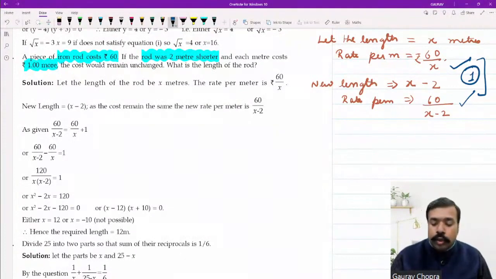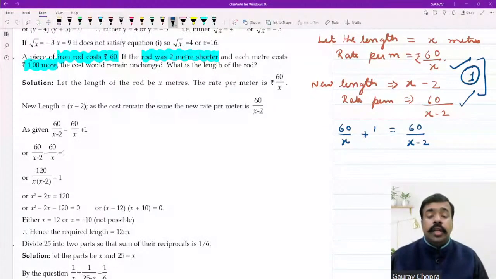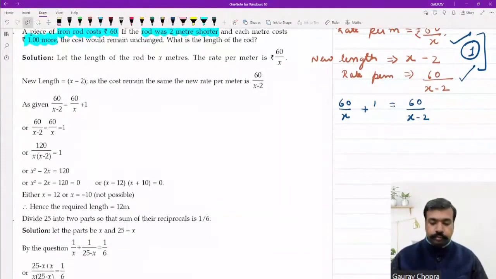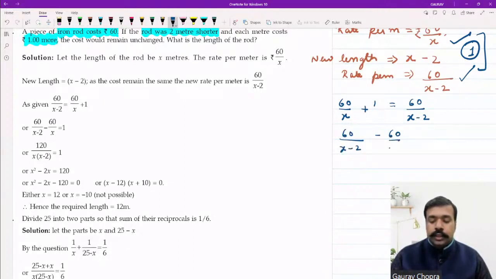Okay, so what we can do, 60 upon x plus 1 is equal to 60 upon x minus 2. So why have we added 1? Because there is a difference of rupees 1. So that is why we have added them. So let us do some simplification. 60 upon x minus 2 minus 60 by x, and this comes as equal to 1.